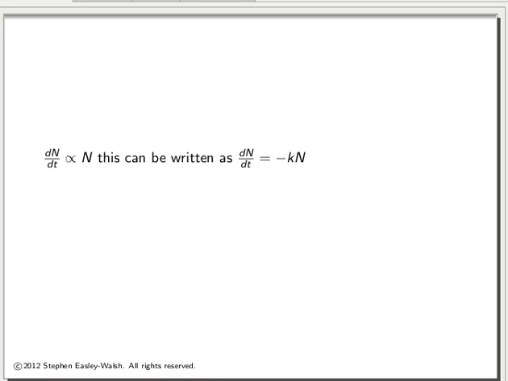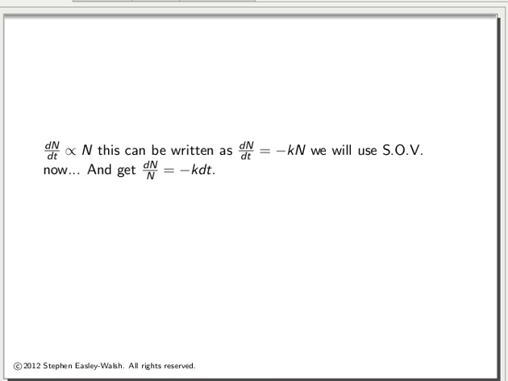So what technique do we use to solve it? Yeah, so we will use separation of variables now. I'll bring the n down on the left and then bring the dt up to the right. So I get dn over n equals minus k dt. Happy with that? Okay. What's next? Integrate both sides.